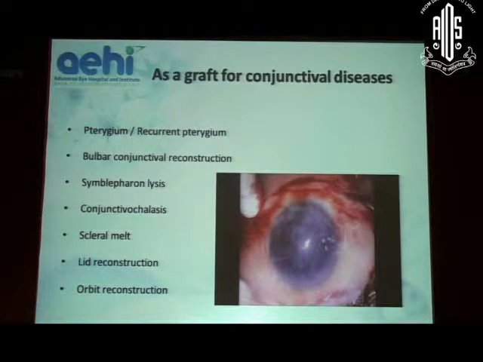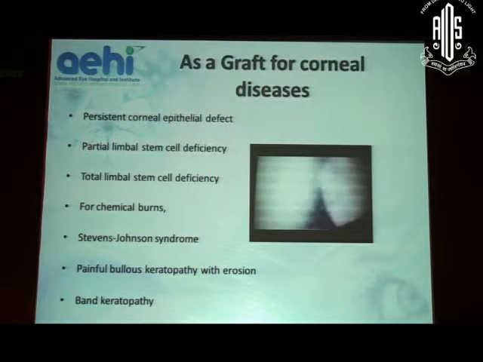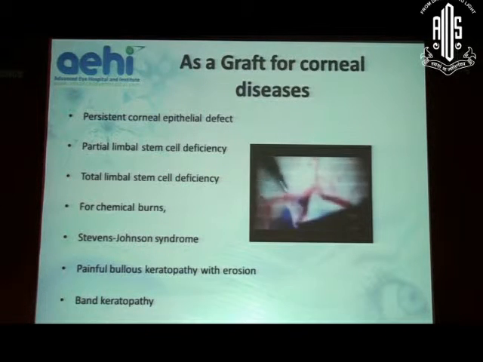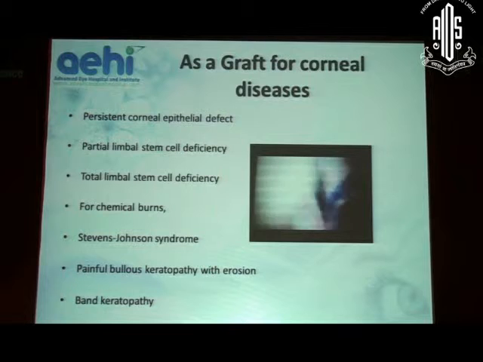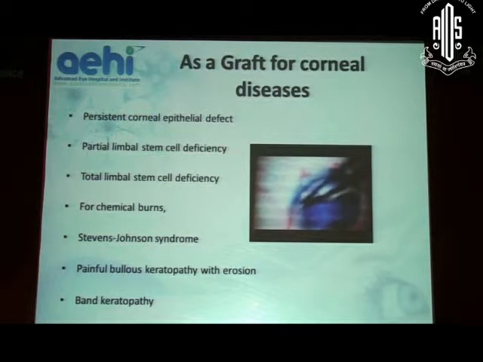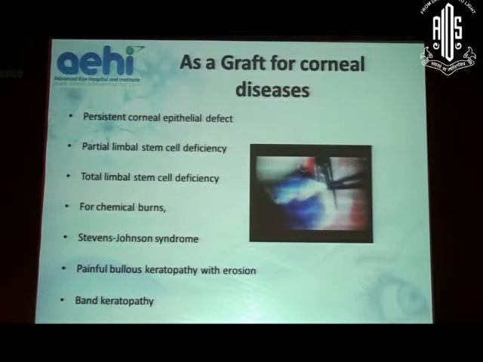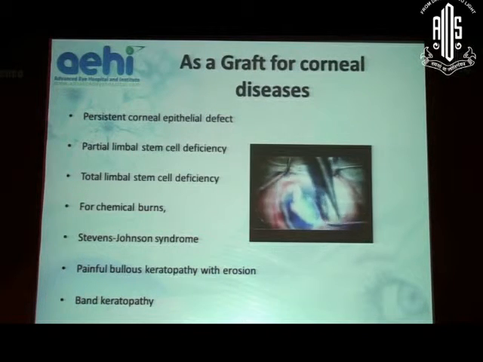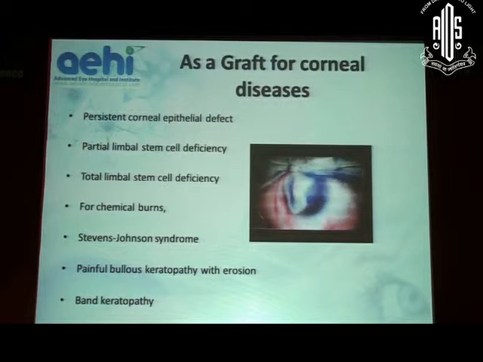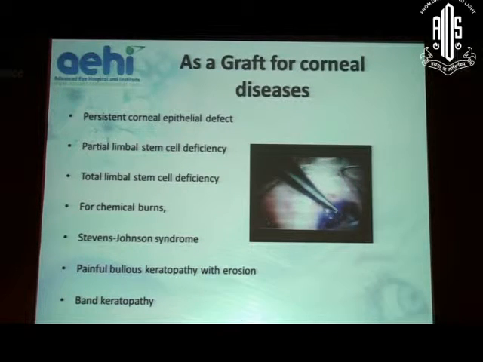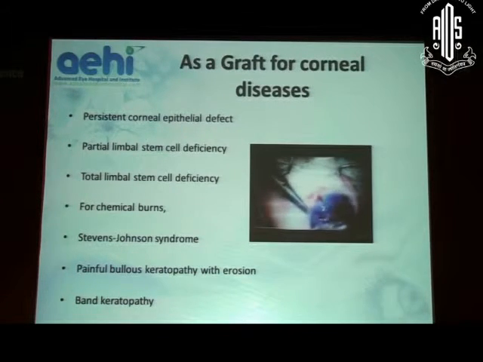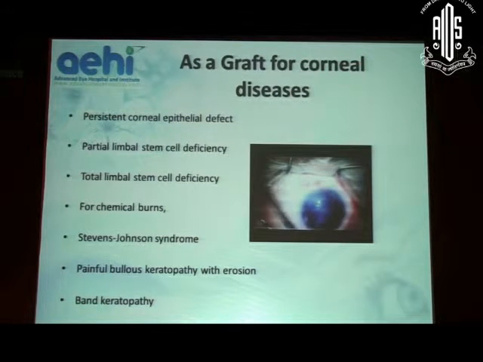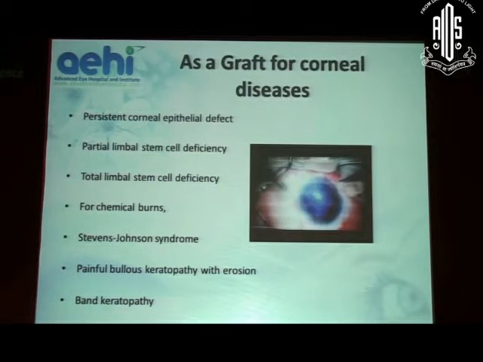Now, when we talk about the use of amniotic membrane in corneal diseases, then sometimes in cases of partial stem cell deficiency, we can actually use just amniotic membrane and see the response, because a lot of times when we reduce the surface inflammation, remove the pannus from the surface and put the amniotic membrane, then the remaining stem cells actually take over, and we actually don't need to do a limbal stem cell transplantation in some of these cases.